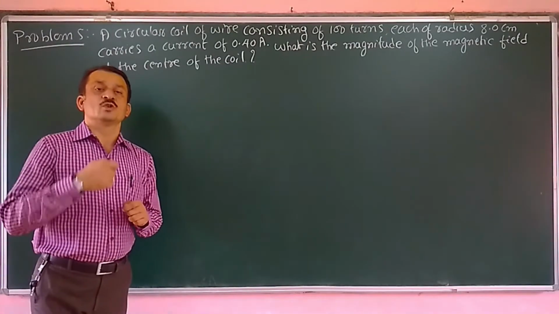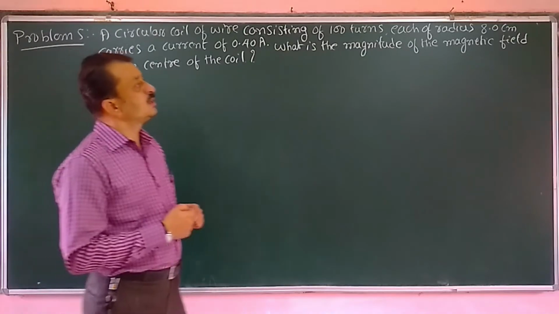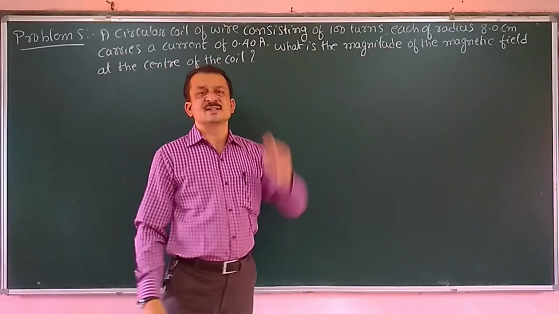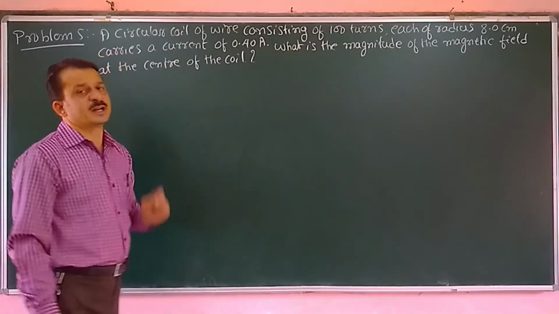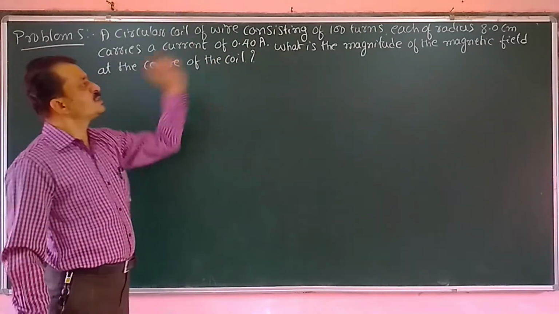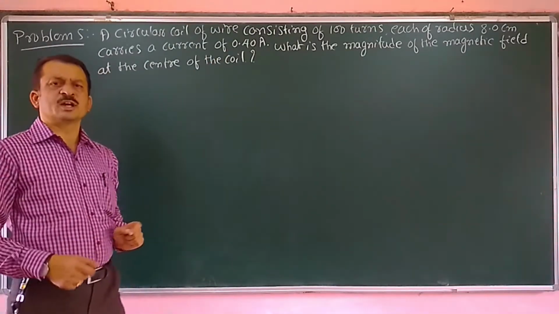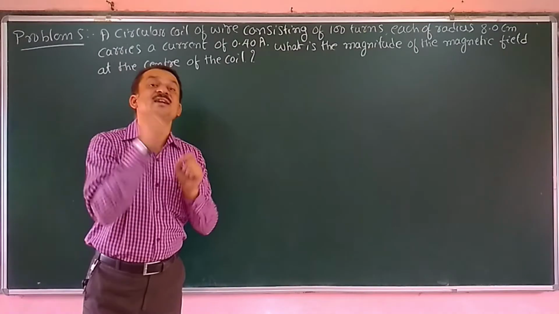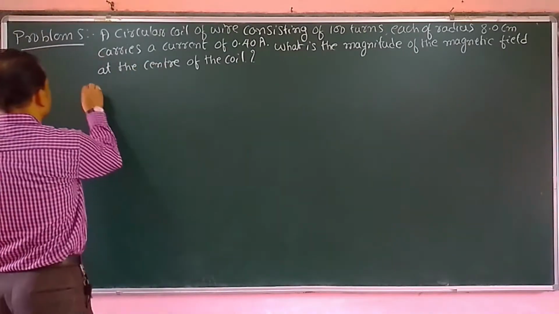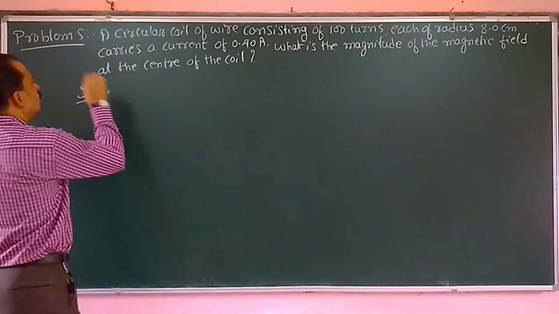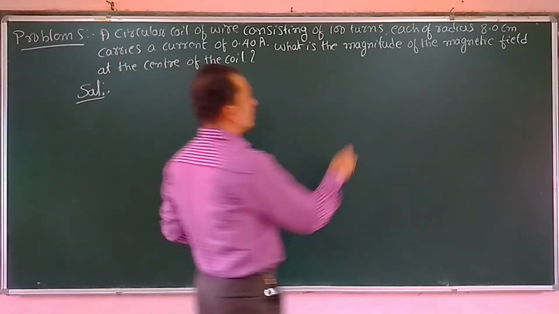Each turn is closely wound so that each turn has the same radius of 8 centimeter and the current flowing is this much. Now we have to calculate what is the magnetic field at the center. A very simple problem. I will take here the solution.